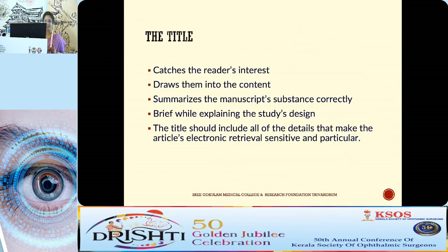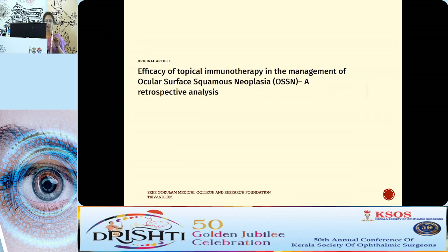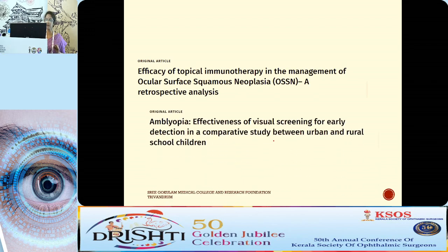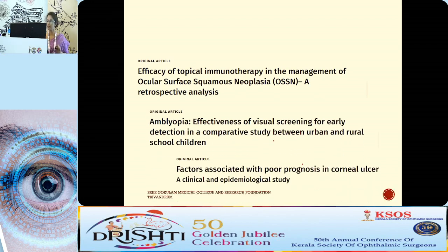The first one is the title. The title should catch a person's interest, like you are searching for something on the net and the title of your article comes up. So that should be a catchy one. Then only a person will go and download the full text and go through it. It should be a brief one, but you should include something about the study design and it should have the essence of your article. Like in the first one you can see it is a retrospective analysis and important keywords should be there.